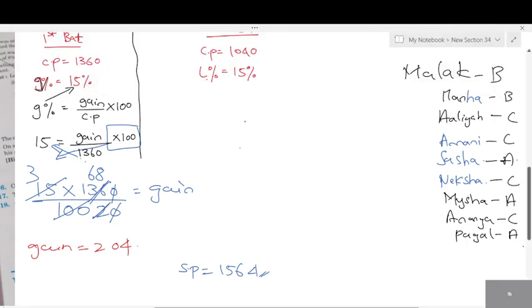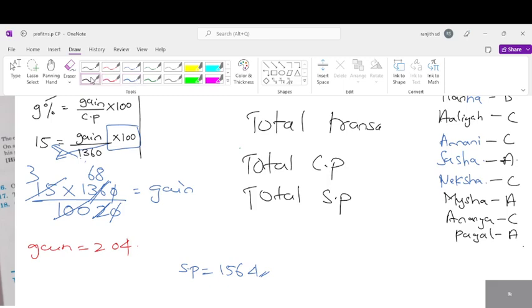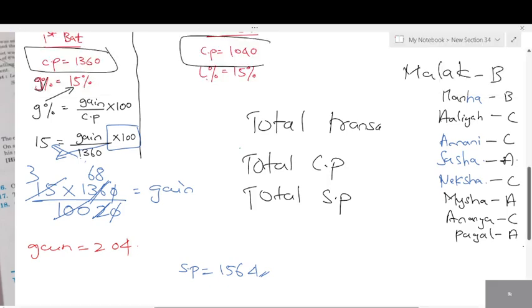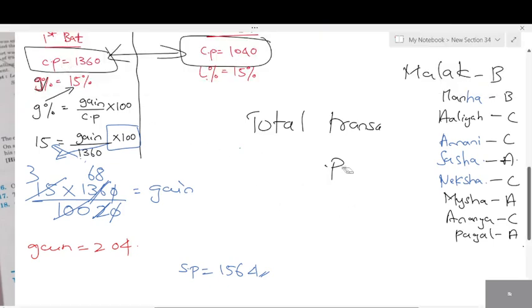See, you buy 2 products, 3, 4, any number of products, students. How do you calculate the overall transaction or total transaction? For total transaction, what are the 2 things required? Total cost price and total selling price. Remember this. Do we have the total cost price for 2 products? Cost price 1 and cost price 2, right? But what about selling price? Is selling price given? No. That's the reason we are finding selling price, right?